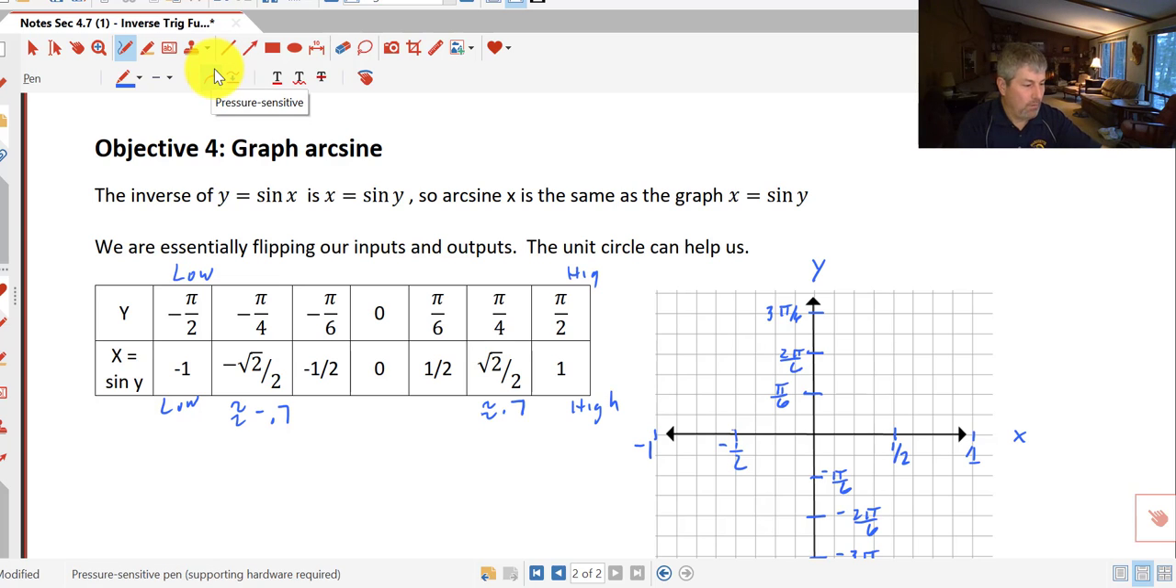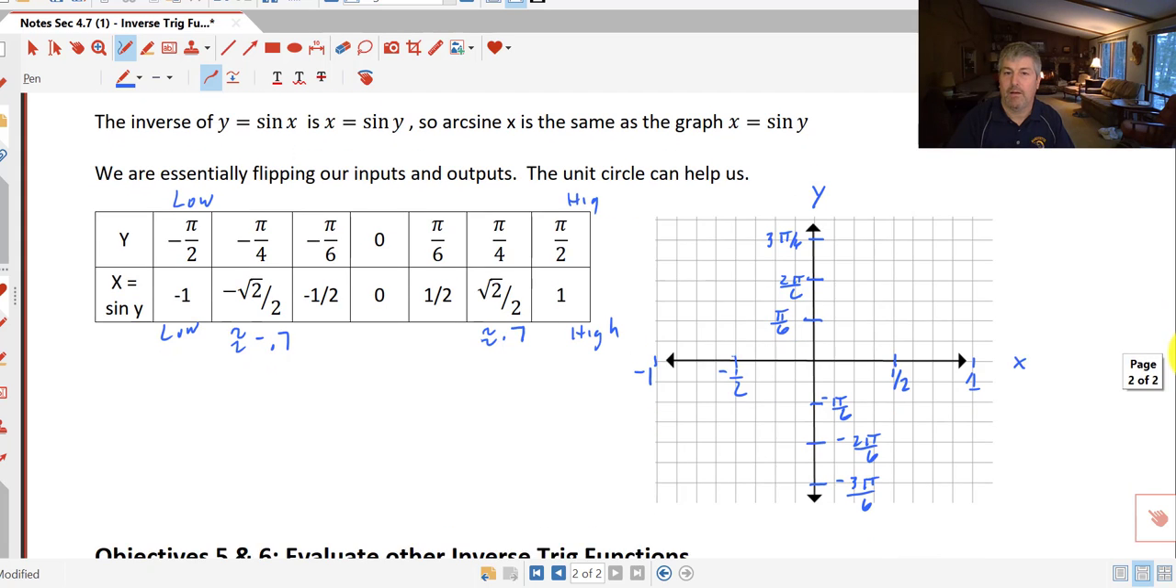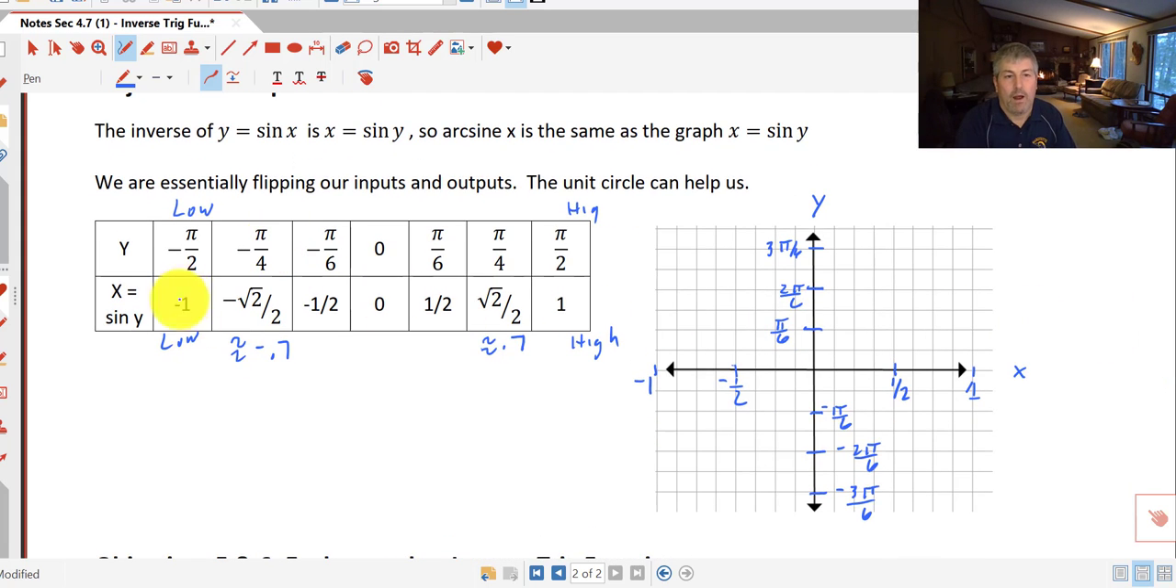In objective 4, we're going to graph the arcsine function. So y equals sine of x becomes x equals sine of y. So arcsine x is the same as the graph of x equals the sine of y. Our x's are going to range from negative 1 to 1. Normally that's our y's, but now it's our x's. And our y's are going to go from negative pi over 2 to pi over 2, right?